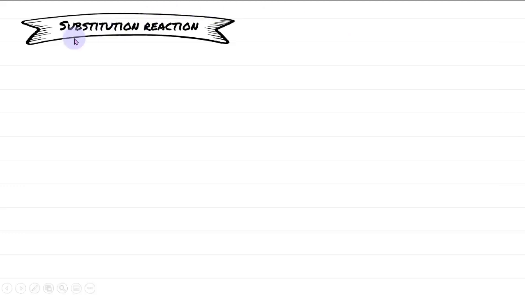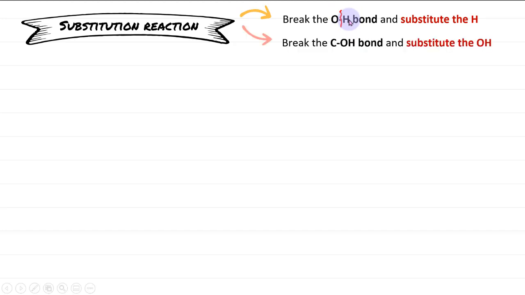Alright, so first of all, let's look at these substitution reactions. First, we include the breaking of the OH bond and then substitute the hydrogen. So breaking between the O and the H and then substituting this hydrogen. And secondly, break the C-OH bond over here and then substitute the OH group. So for the general formula, ROH will represent your aliphatic alcohol.